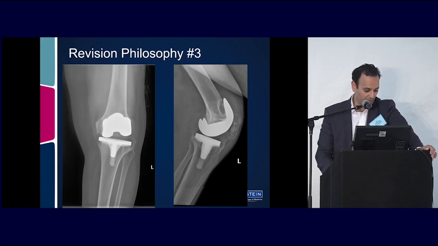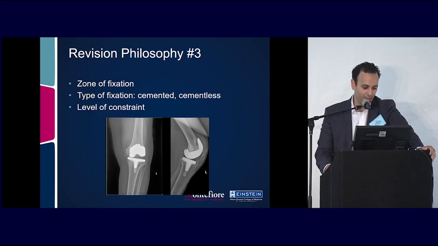So this is yours. This is a 72-year-old female. Status post bilateral knee replacement in 2004. She's got 16 years with left knee pain, a normal BMI. X-rays show osteolysis and polyethylene wear.